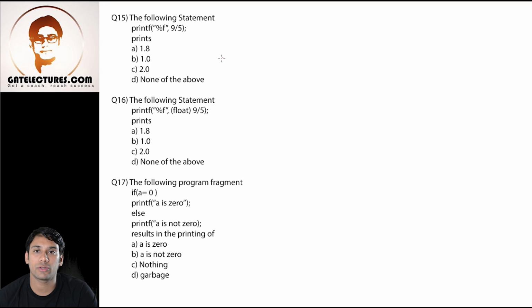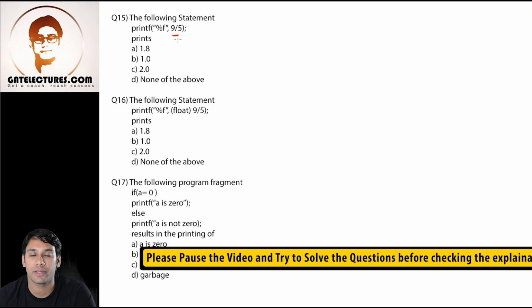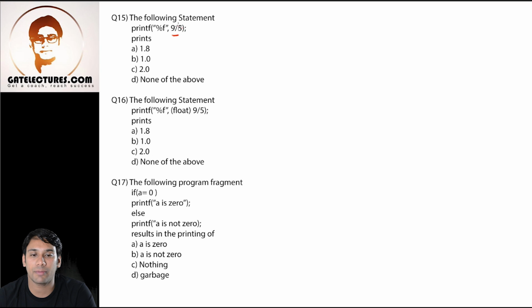Now check out the next question. In this question we have a printf statement, printf("%f", 9/5). This is 9 by 5, and 9 and 5 both are integer numbers. But we are printing this integer number with %f. 9 by 5 is 1.8, but as these are integers, it is going to neglect this fractional value, so it is going to print 1.00, so the output will be B.